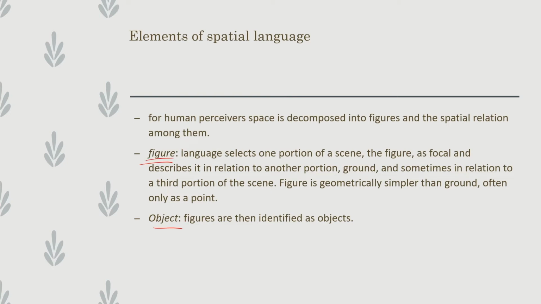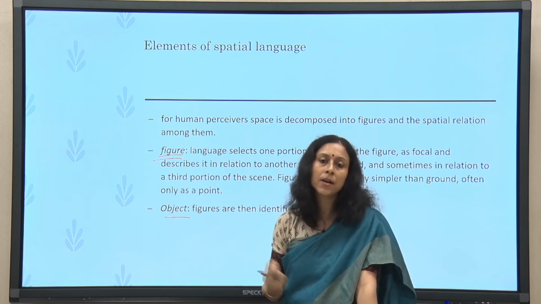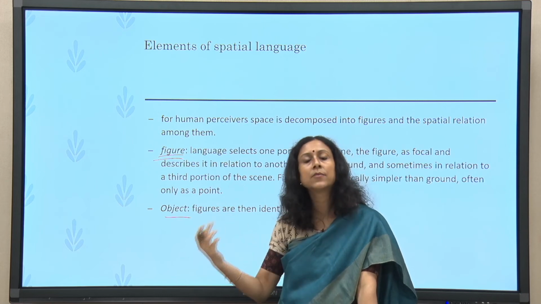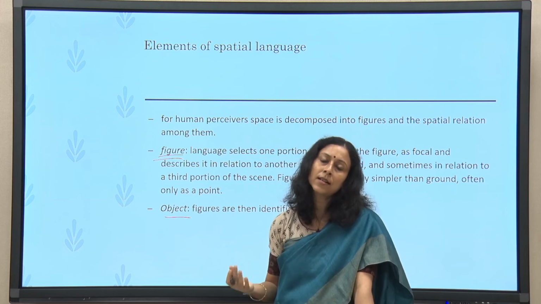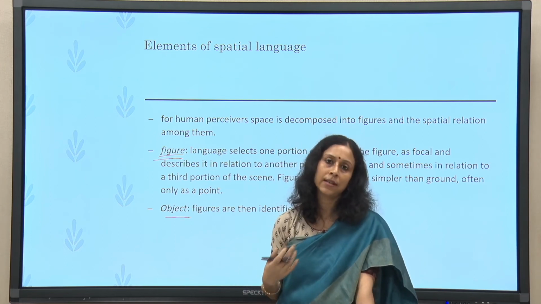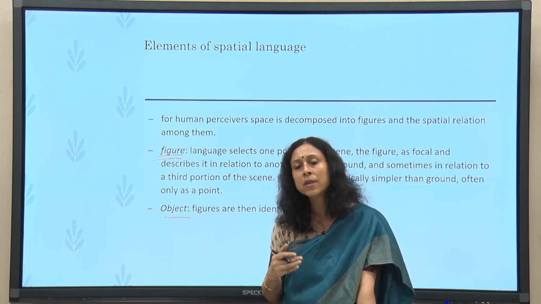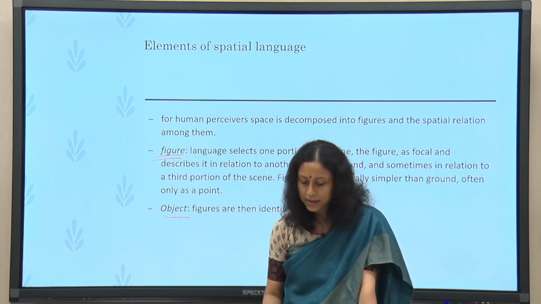So, language selects one portion of a scene. So, basically we are talking about a figure in terms of a ground, let us say. So, there is a car in front of the building. So, the car becomes the figure which is the object of the sentence, and then we understand it in terms of the larger object which is the ground. But sometimes we may not need a ground, we can simply talk about the object as the figure, and the figure moves from point A to point B. So, the car went from my house to the market, and so on and so forth.